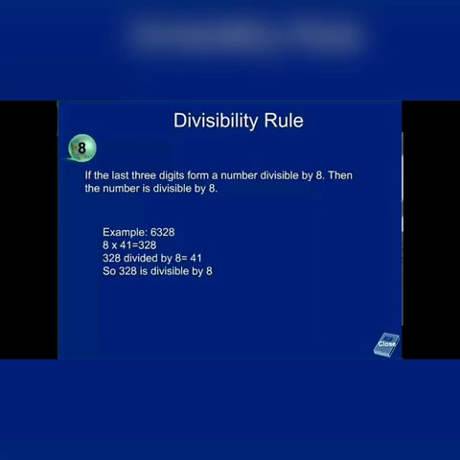Then we can blindly say that the whole number, whatever the number given, will be divisible by 8. Therefore, 6,328 will be divisible by 8.